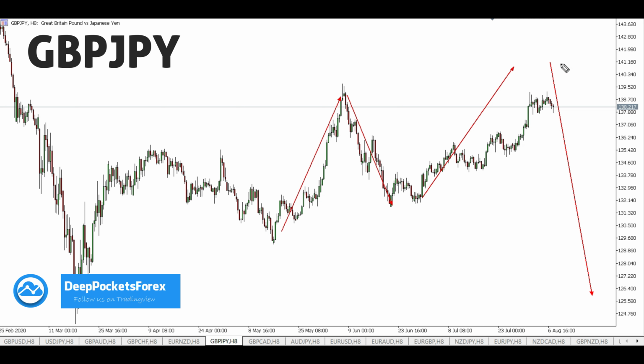So we can be waiting for this down move to sell all the way down to this point. We can just wait for this structure to complete, then get a down move here, then trade it down. It will be breaking this previous low and this previous low. That's for GBP JPY. Our bias is down.